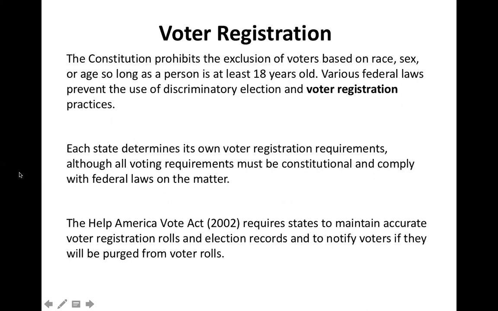All right, so let's talk about voter registration. Voter registration is important. Constitutionally, we cannot exclude voters based on race, sex, or age, as long as a person is 18 years old. If we try to discriminate based on those, we can't. Each state determines its own voter registration requirements, but they must be constitutional and comply with the federal laws. So you can't say, hey, in Kansas, I want 16-year-olds to vote. It doesn't work that way.